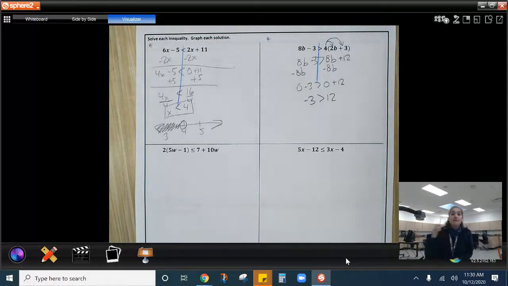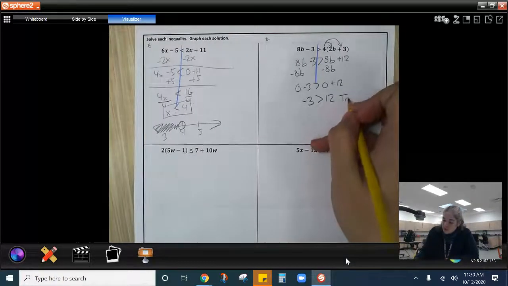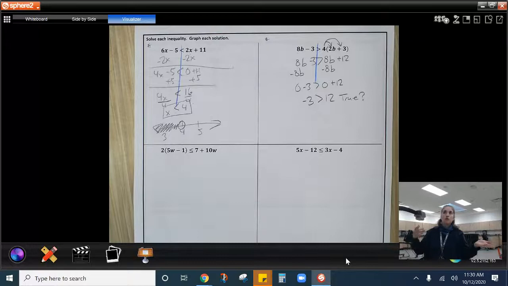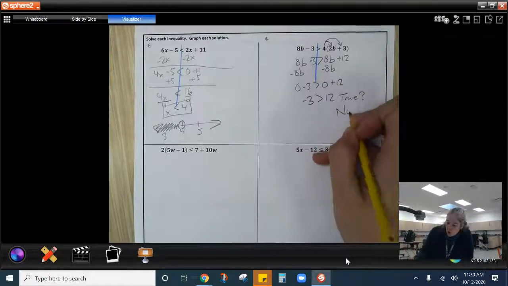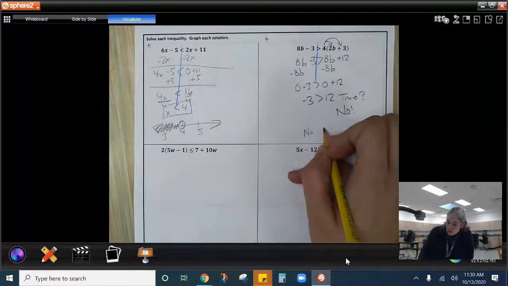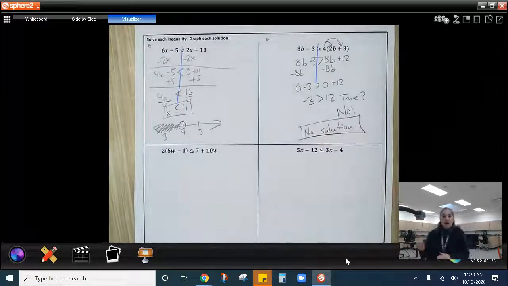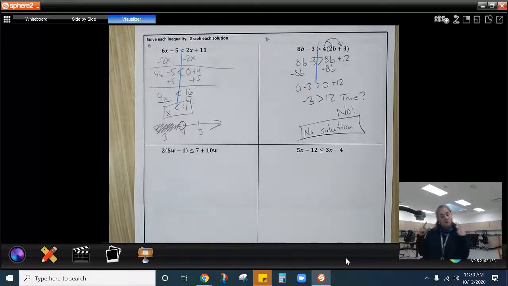Remember, when that happens, that means we end up with either all real solutions or no solutions. We have to look at, is this true? So is this true? Is negative 3 greater than 12? Is owing $3 greater than having 12 bucks in your pocket? No. So this is no solution. So remember that as you go through these, some of these you'll get all real solutions, some of them you'll get no solution. So just keep that in mind.